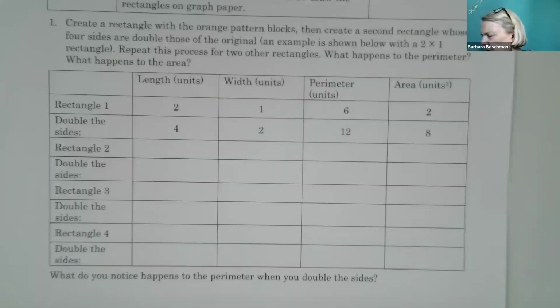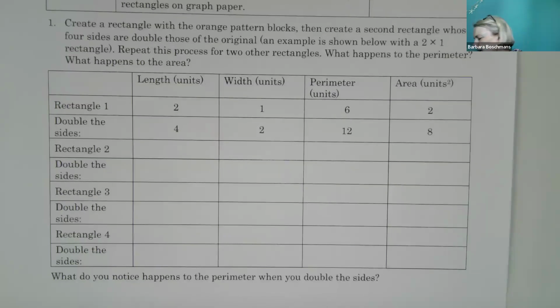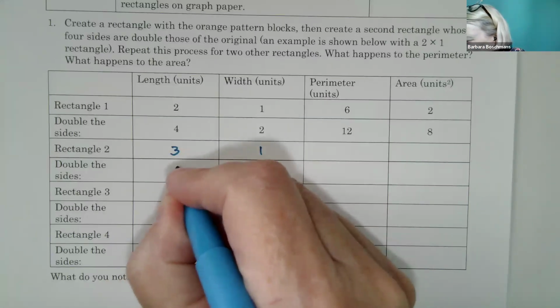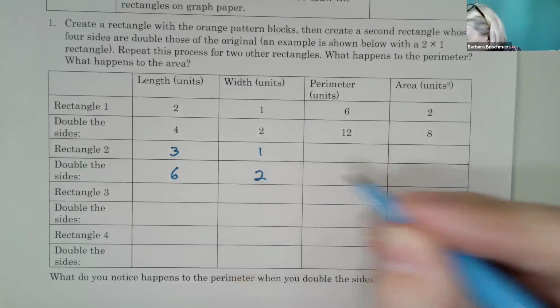You need to come up with 3 more rectangles, and you can pick whatever size you want to, and figure out what the perimeter and the area is, then double that. I'll do one for you. Let's say I want a 3 by 1. If I double it, it would be a 6 by 2.